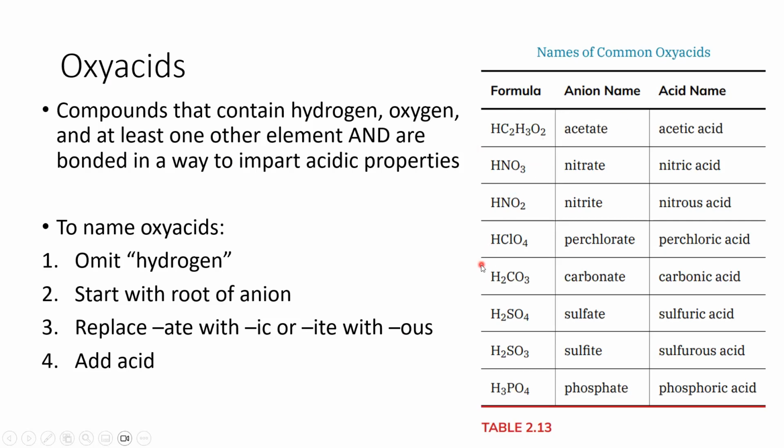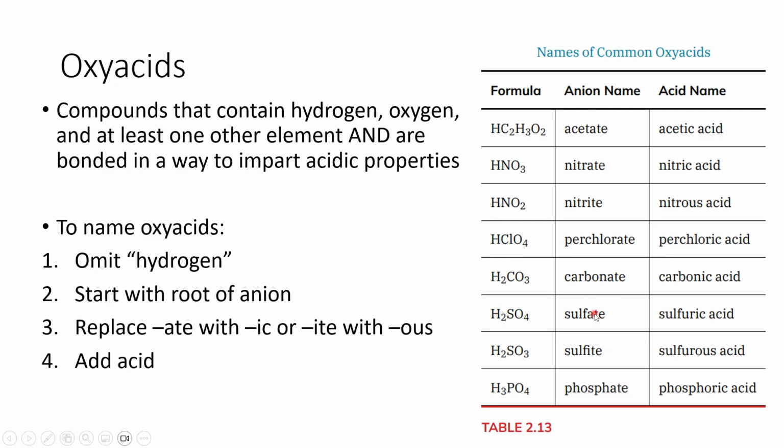But with these oxyacids, they're still going to be covalent substances, so we're still going to have covalent bonds holding those different atoms together. But when we name these oxyacids, we're not going to include hydrogen in the name at all. What we're simply going to do is change the ending of the anion. So you can see we've got SO3, CO3, whatever it may be. We're going to change the ending of that.